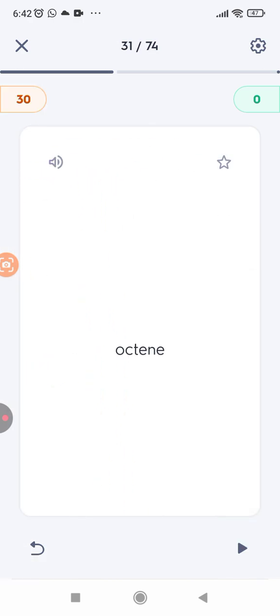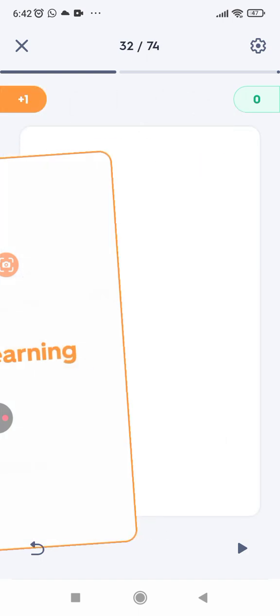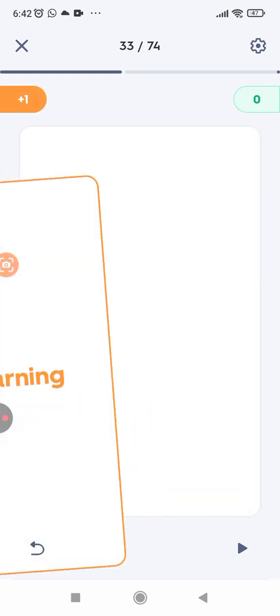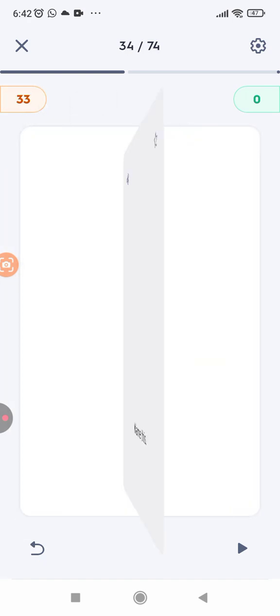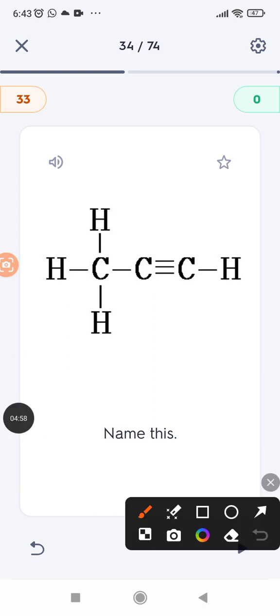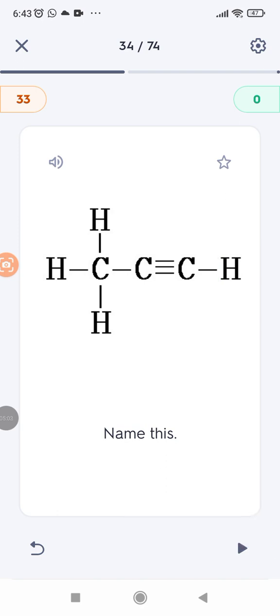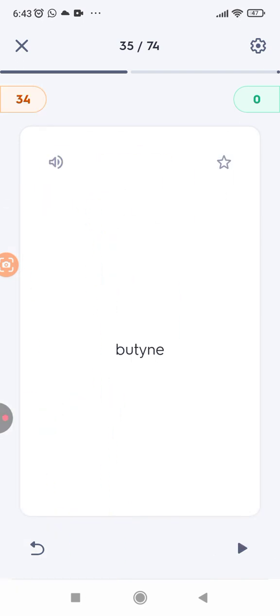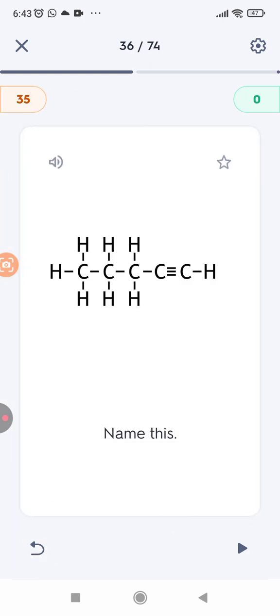Hexene, heptene, number of carbon atoms 7, octene, number of carbon atoms 8, and decene, number of carbon atoms is 10. Ethyne, triple bond. The presence of a triple bond, propyne, number of carbon atoms is 3, and the presence of a triple bond, so this is called propyne. Here we can see butyne, number of carbon atoms is 4, pentyne, number of carbon atoms is 5, and the presence of a triple bond, so it is called pentyne.